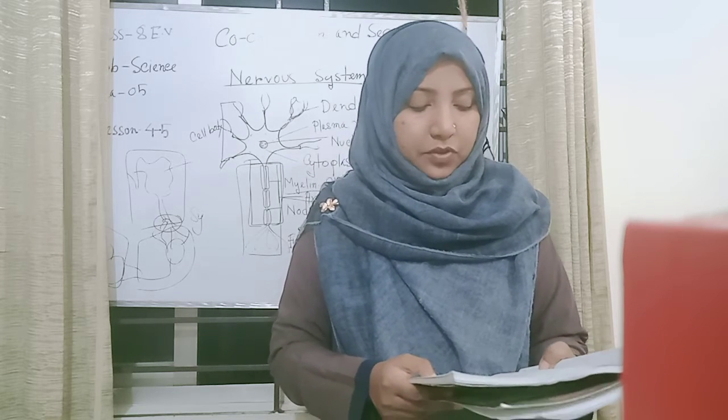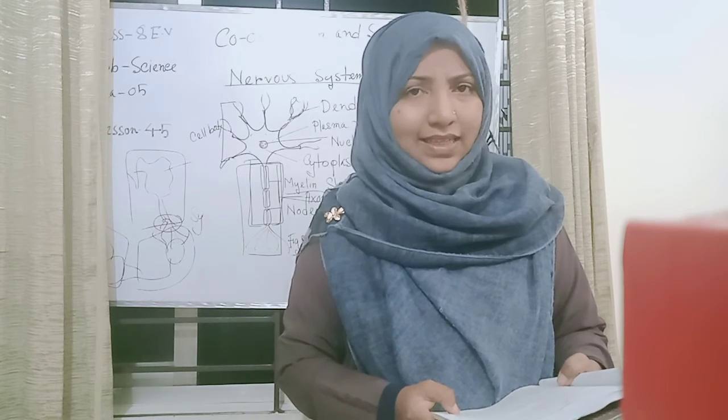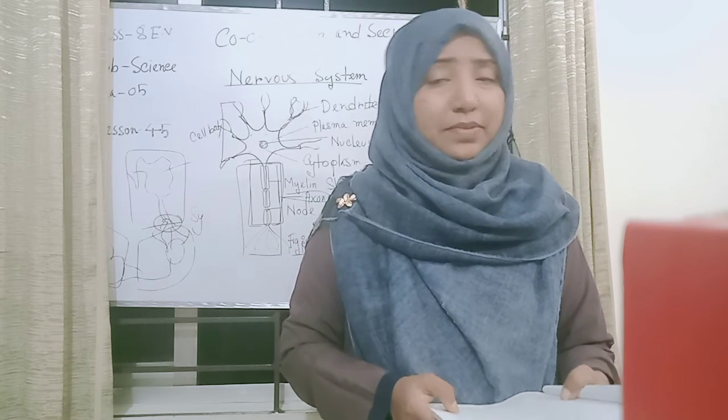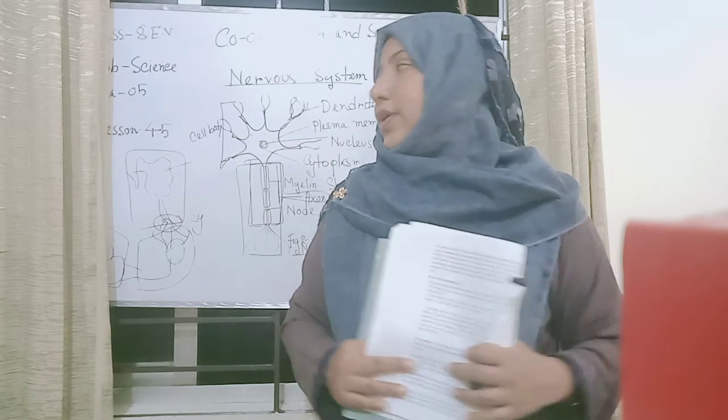The nervous system consists of mainly three parts, namely the central nervous system, the peripheral nervous system and the autonomic nervous system. My dear students, in the next class we will explain the central nervous system. Today I have explained only the neuron.